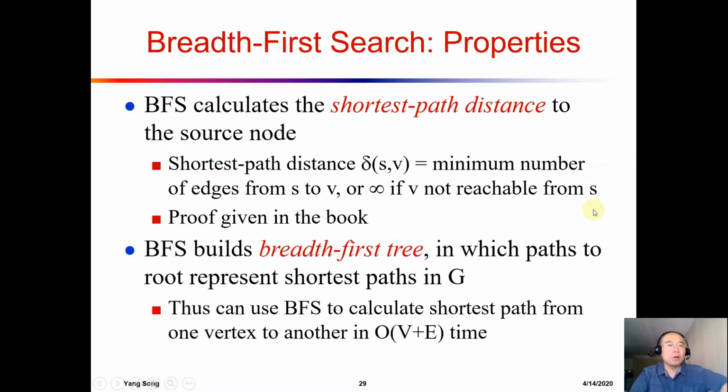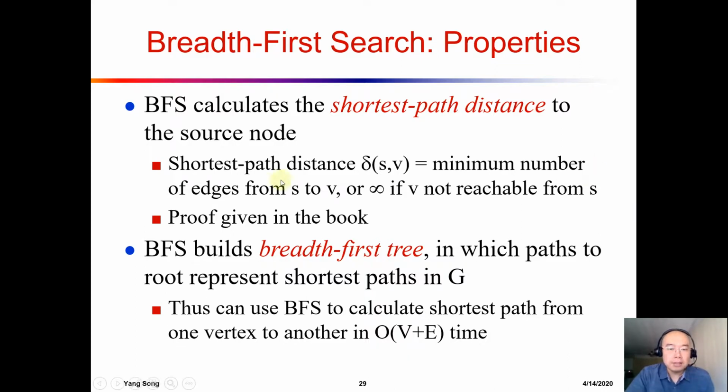Okay, so the next part. The BFS calculates the shortest path distance to the source node, or to the root of the tree. We can prove that for each node, since we have already built the tree, we can go back to the parent again, and eventually we will go back to the root, right? And this path from all the possible nodes to the root is the shortest path distance. That is the number of hops from the current node to the parent and all the way to the root will be the shortest one.